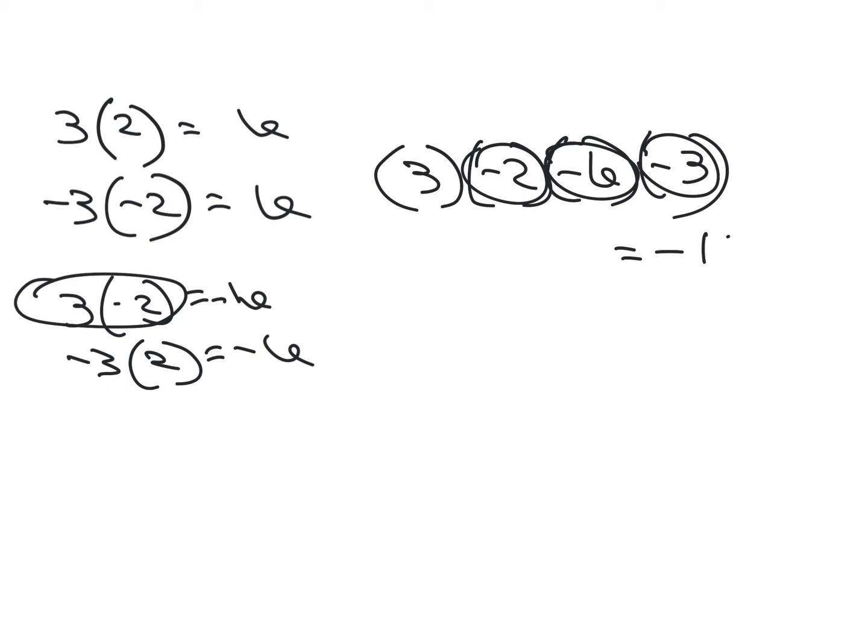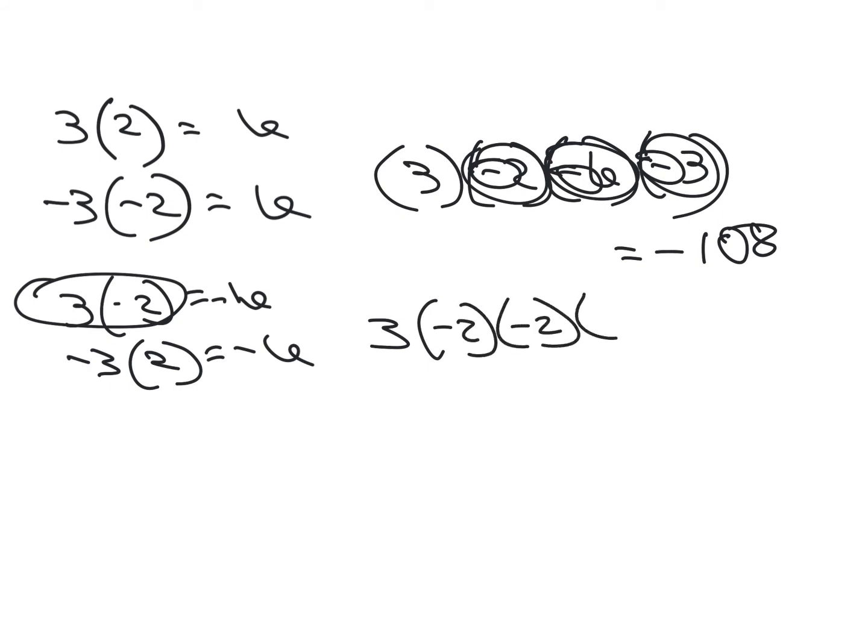108. Well, I already decided, I think 108, check me. I've already decided it's a negative answer because I have an odd number of negatives and I'm multiplying. So I don't even have to worry about the negative anymore. If I have an even number of negatives, my answer is always going to be positive. So then I don't have to worry about the negatives at all.